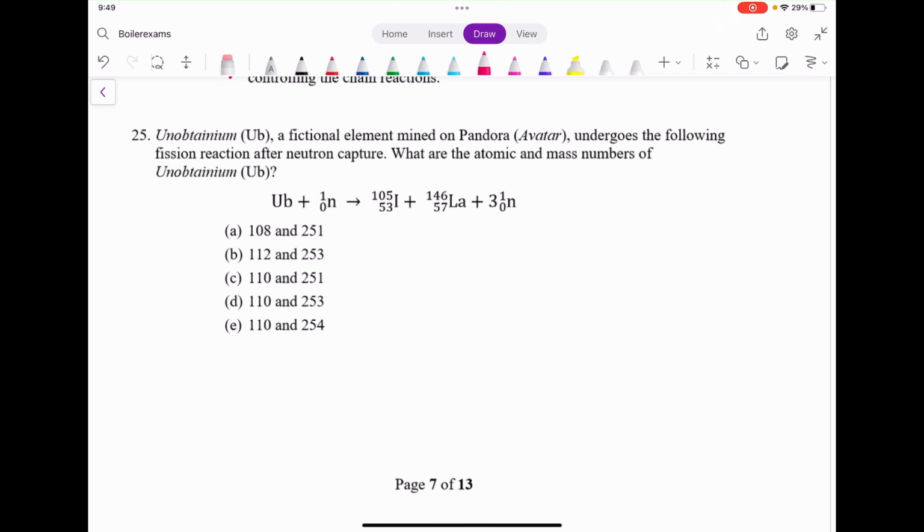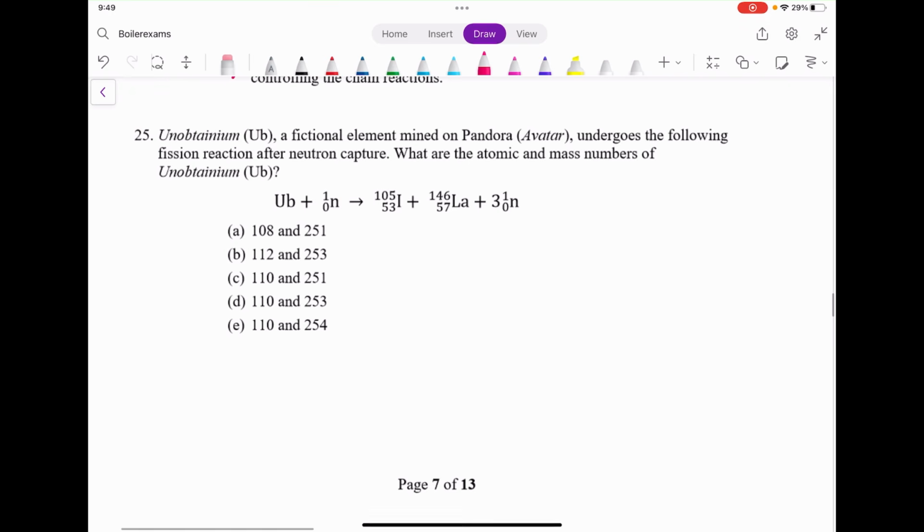25. That element that I'm not going to attempt to even name is a fictional element mined on Pandora that undergoes the following fission reaction after neutron capture. What are the atomic and mass numbers of this element? Okay, so here we just got to balance this equation. We know in nuclear reactions and their equations, we can balance the top row and solve for the mass number of the unknown element, and then do the same thing for the bottom row and solve for the atomic number.